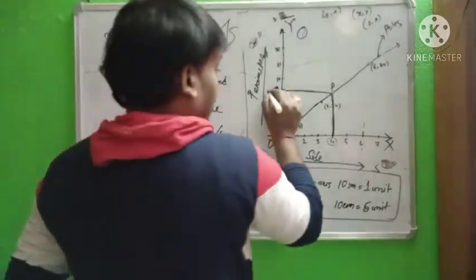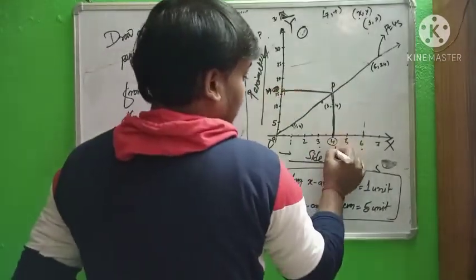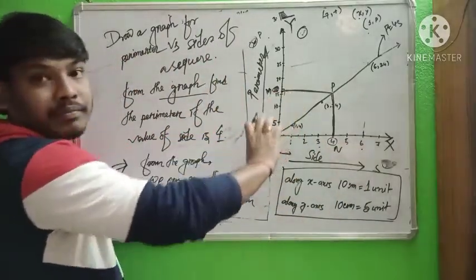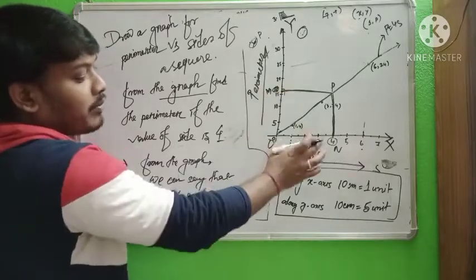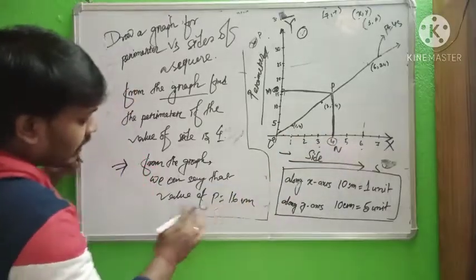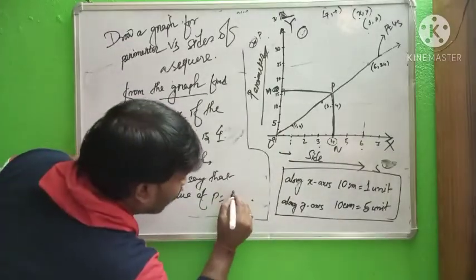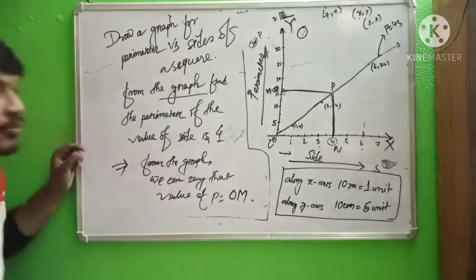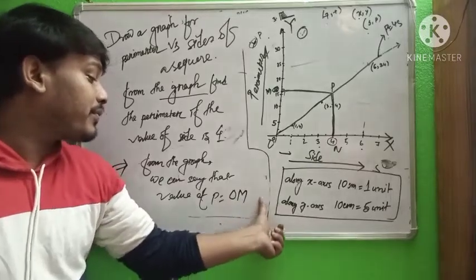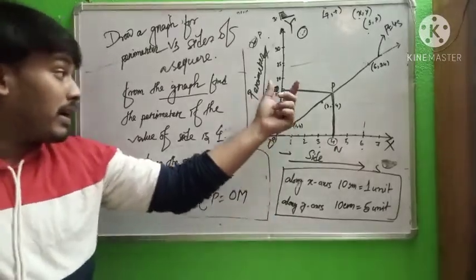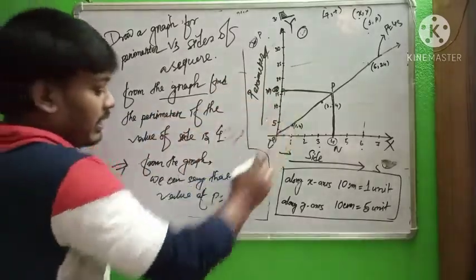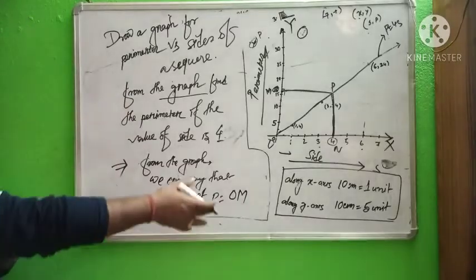Or if you give names here, p, here m, here n, from the graph the value of p is om. The value of p is om when the value of s is on. So you can write value of p equal to om, then it is more clear. We have to find the value from the graph paper. So if we write first om here, then it is more clear.